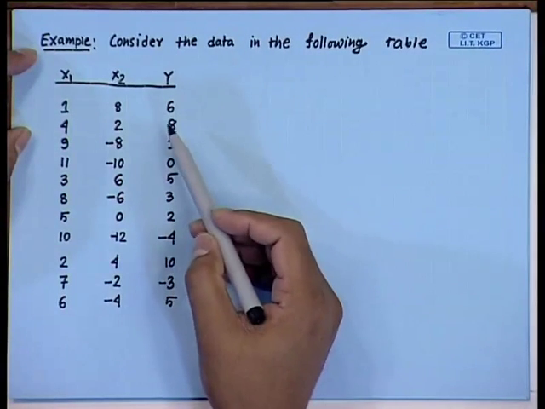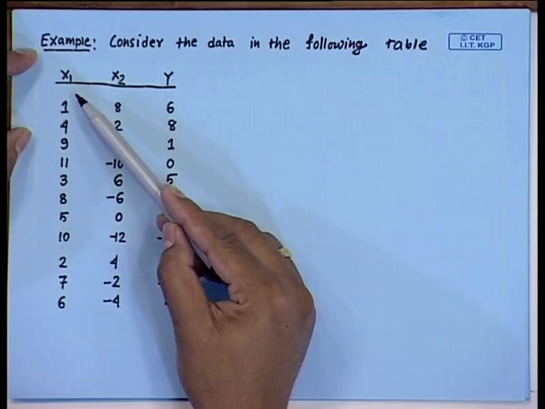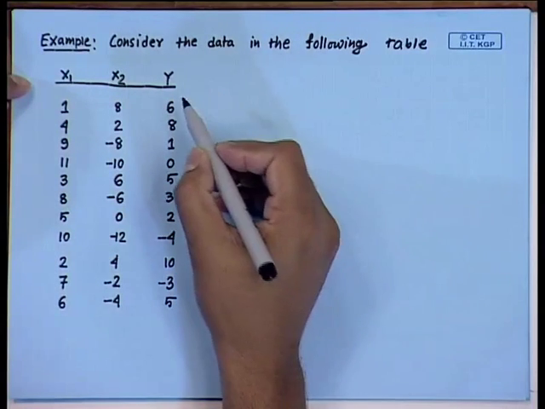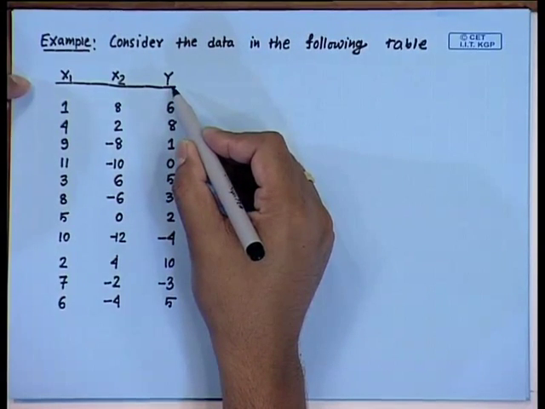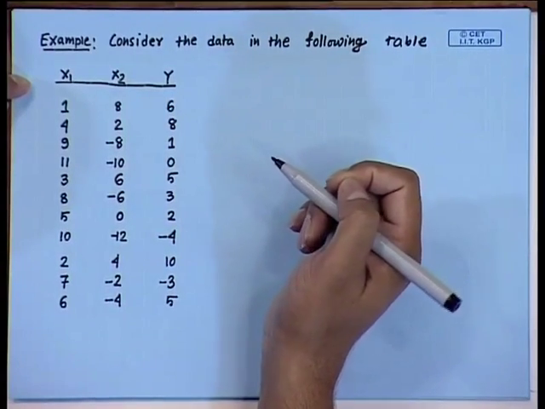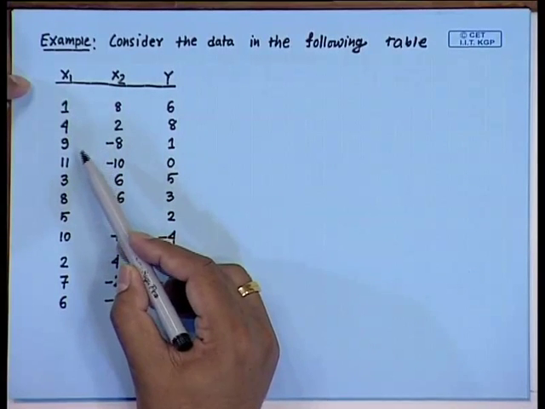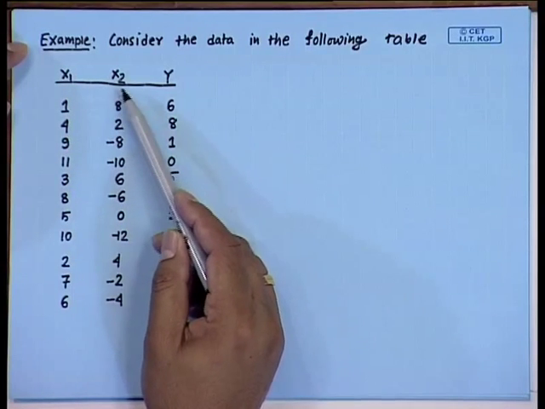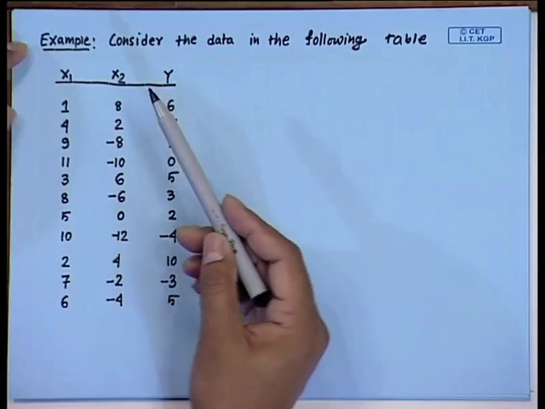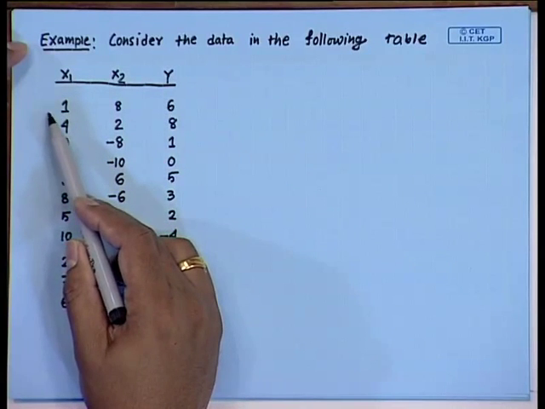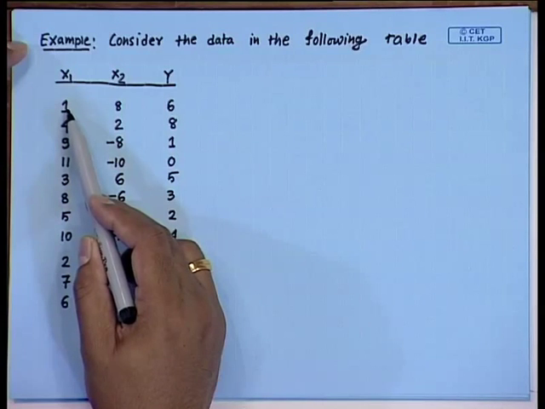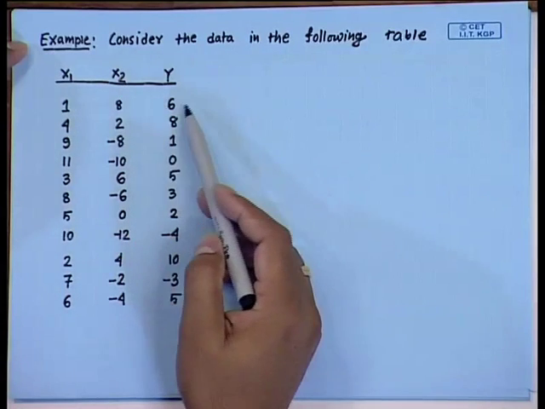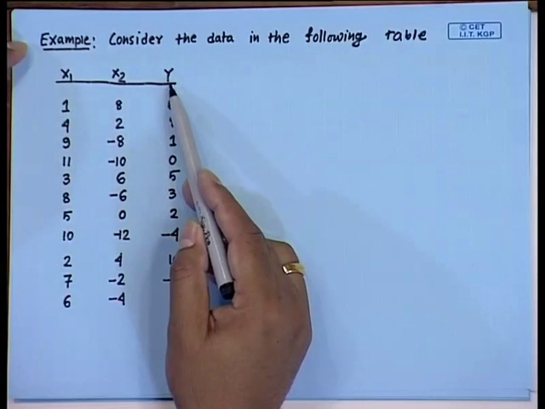Here you have two regressor variables x1 and x2, and one response variable y, and here are the observations corresponding to x1, x2 and the response variable y. So this is the first observation on regressor 1, this is the first observation on regressor 2, and this is the first observation on the response variable y.